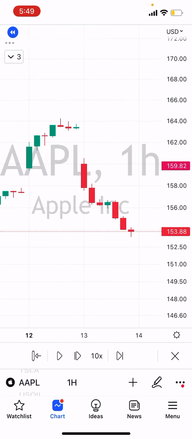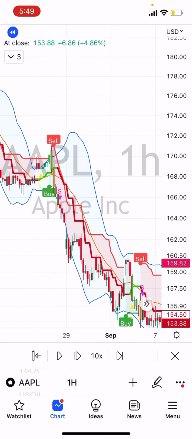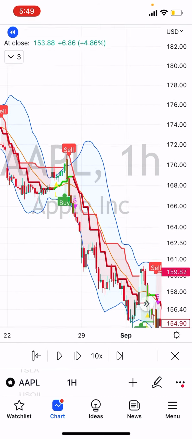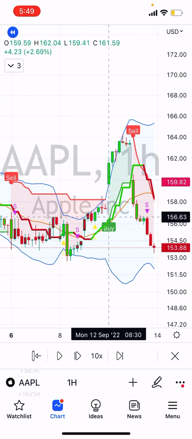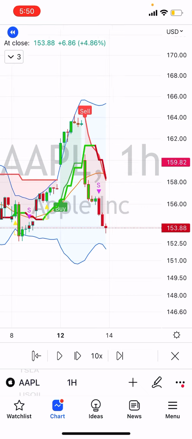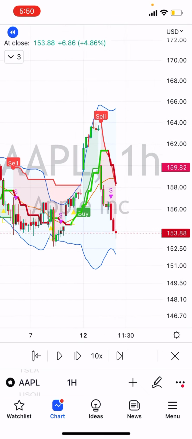1-hour time frame. So in this 1-hour time frame, it shows huge amounts of sells, and then we have some buy signals here, and then we have sells. Okay, so what's going to happen to price right now?